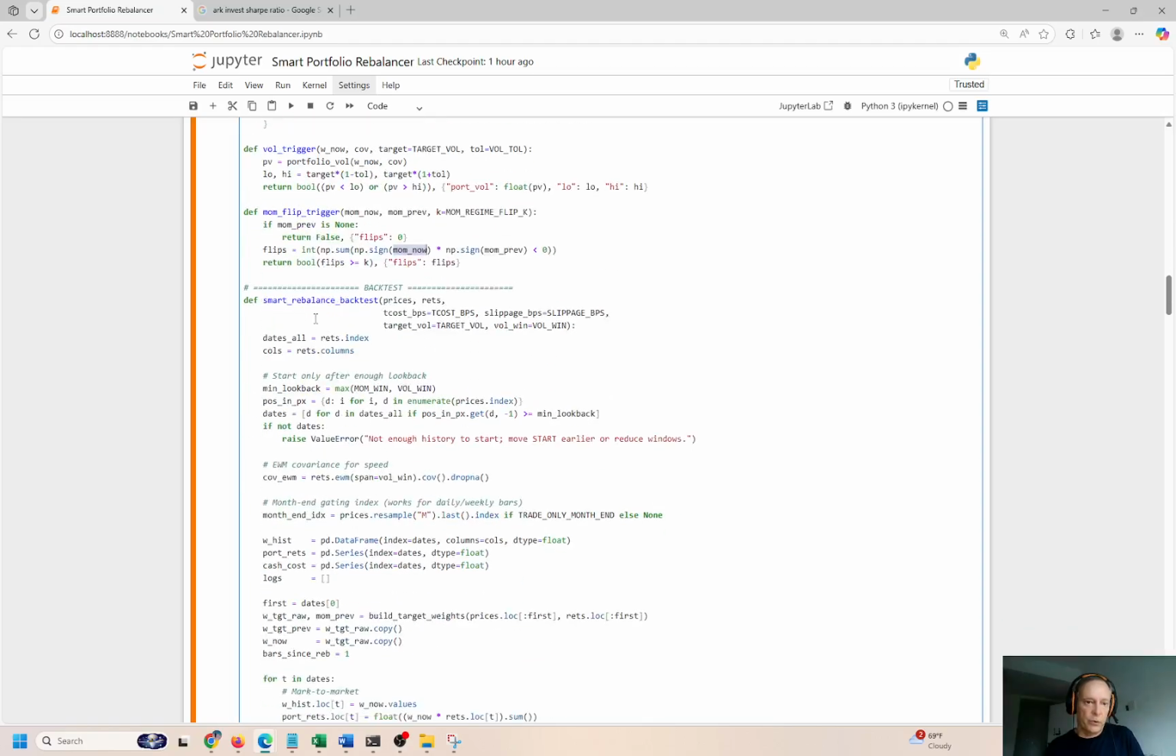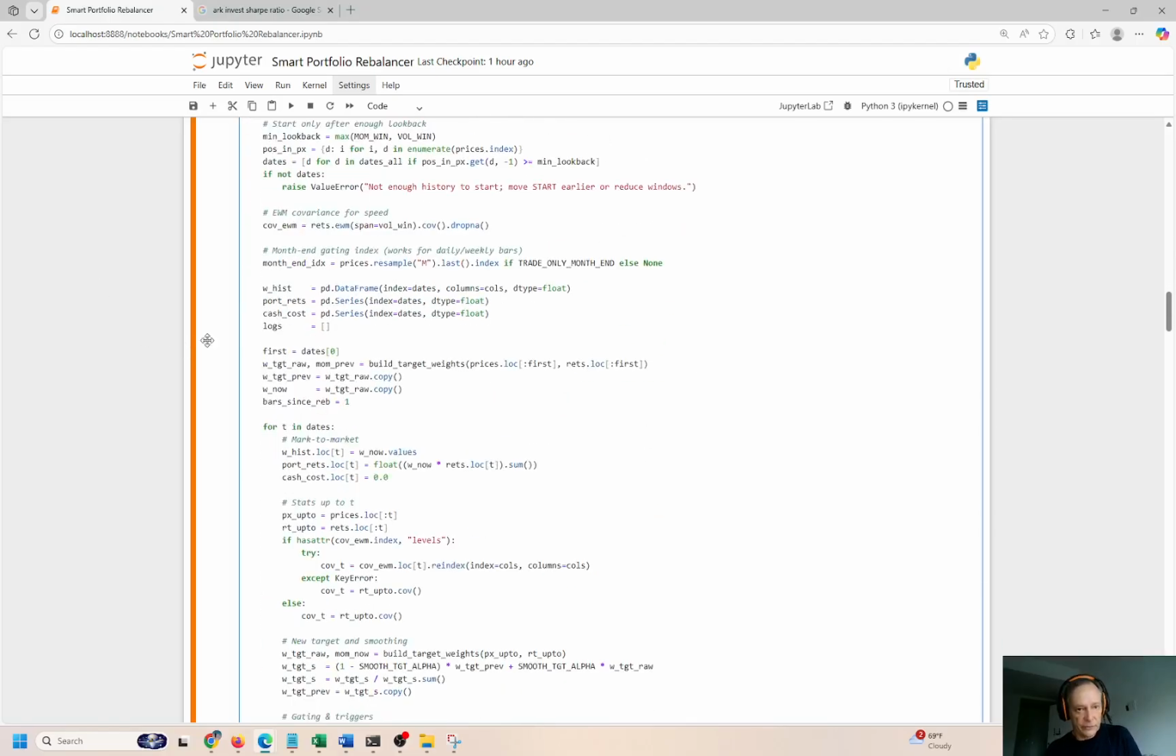Okay, so we have a smart rebalancer backtest. So we collected all this information, right? We have the historical time series data. We have some triggers. We have momentum, returns. What else did we get? Volume, right? So now we're going to take all of this and bake this into our calculation engine right here. Okay, so that's what this logic is doing right here.